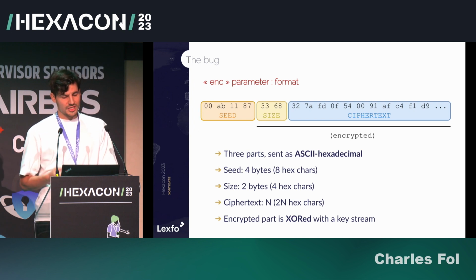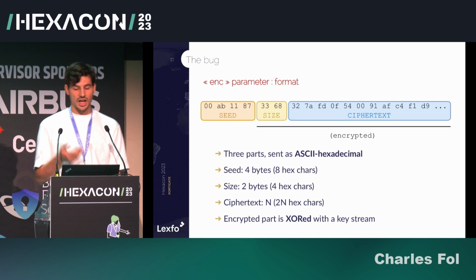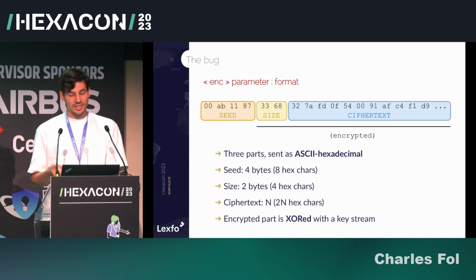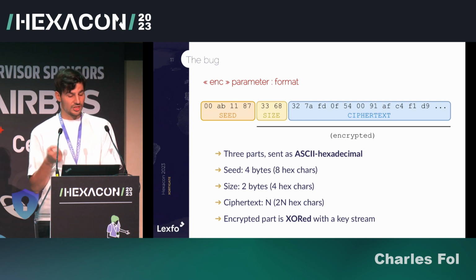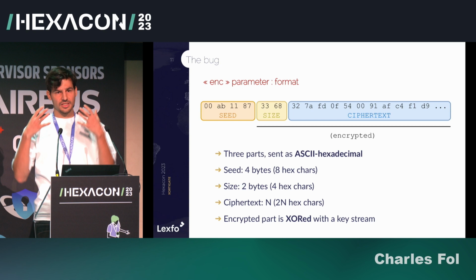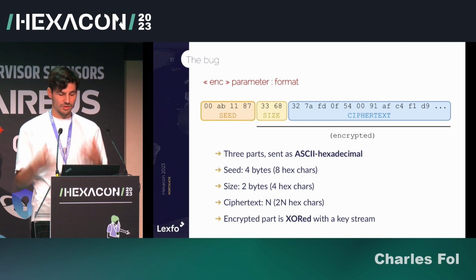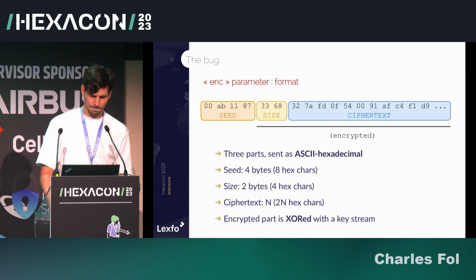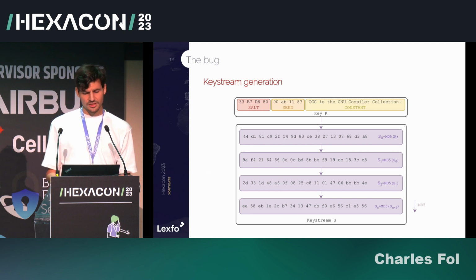And so the 2 last parts, the size and the ciphertext, are actually encrypted. And they are encrypted by being XORed with a keystream that is generated from the seed. Okay, so they take the seed, they generate a key stream, and then they XOR the ciphertext and the size with the key stream to decrypt them. And so how is the key stream generated?